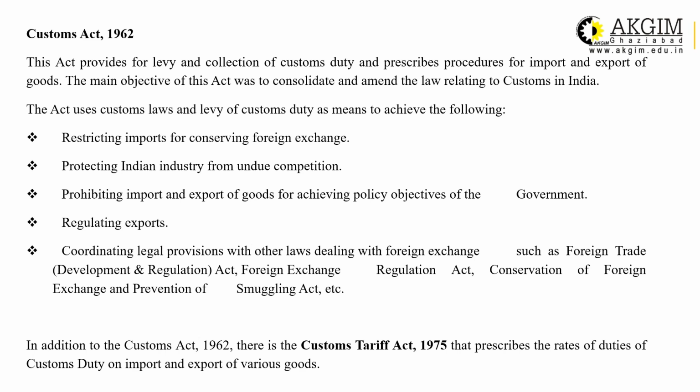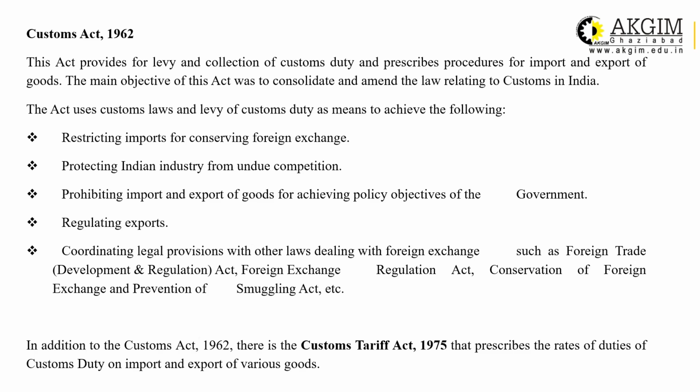Protecting Indian industry from undue competition: it may be possible that a businessman is importing material at very low cost, and it creates huge damage to Indian industry because there is severe, cutthroat competition. The impact is very negative, very damaging. In that situation, they can impose different duties like anti-dumping duty and safeguard duty, to save the domestic industry.